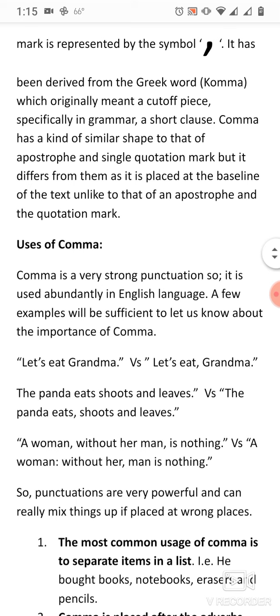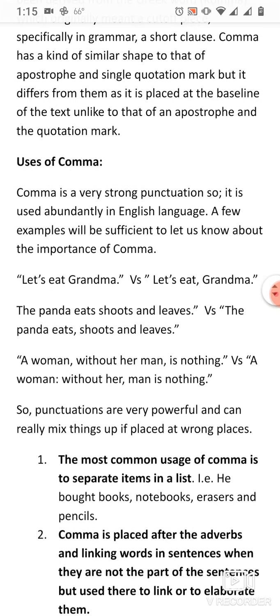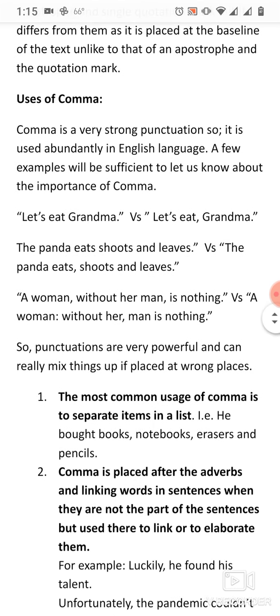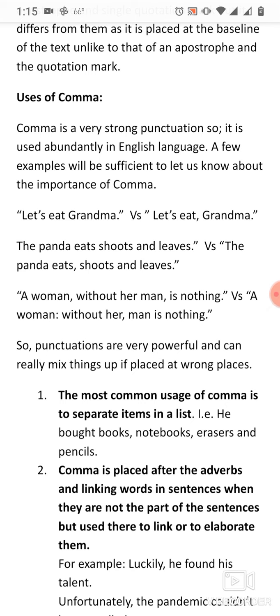So, what are the uses of comma? It's very important for us to know how to use comma and where the comma is used. There are a few uses of comma. Let's say comma is a very strong punctuation. Now, as we discussed, the pauses are very important. So, we have a few examples here. On just looking at those examples, we will be able to understand whether the pauses are important or not.